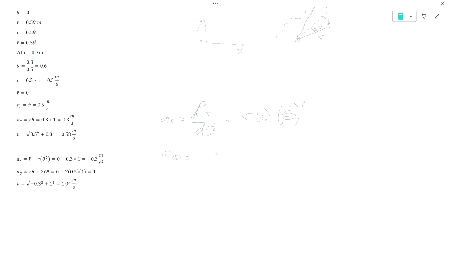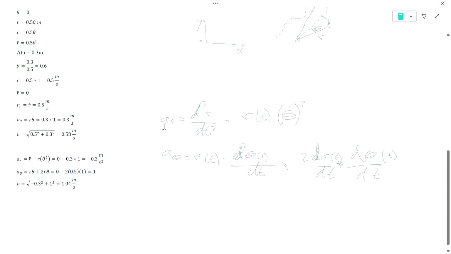Your angular component is your radial distance evaluated at a given time times the second derivative of theta with respect to time, plus 2 times the derivative of r with respect to time, times the change of theta with respect to time. All these things are functions. Everything here is a function.